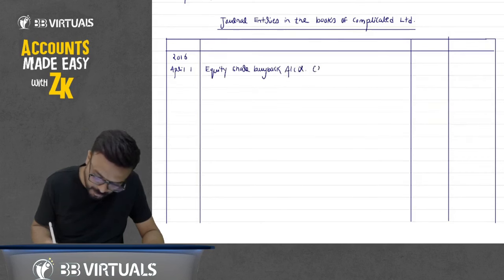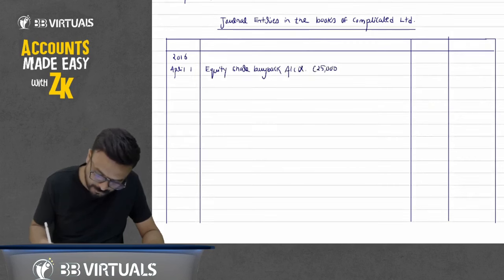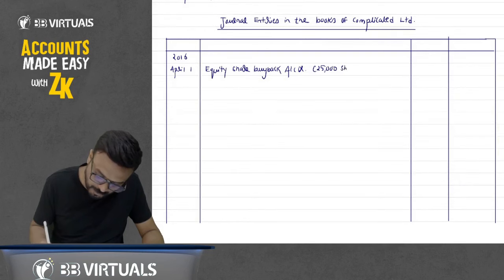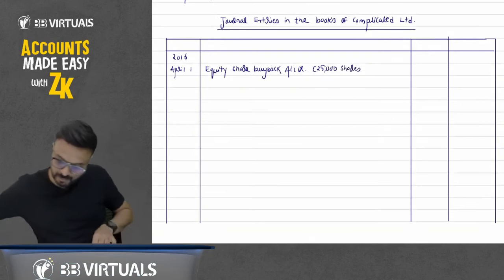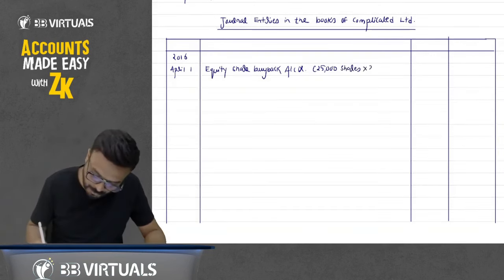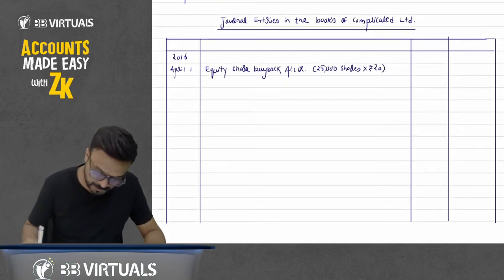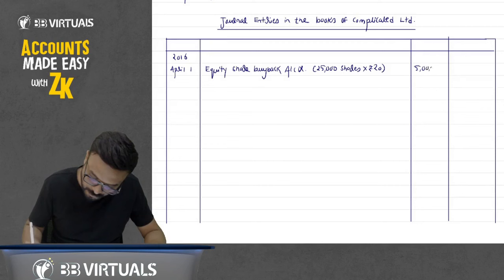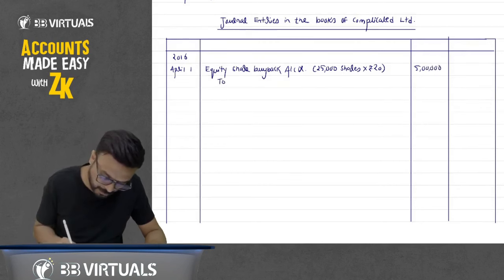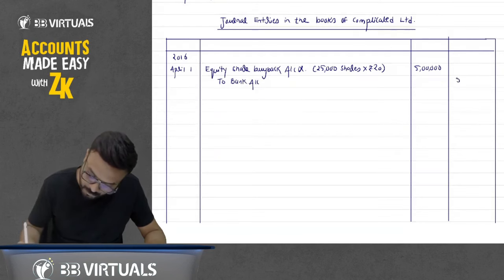We are doing buyback of 25,000 shares. And for one share, we are paying how much? For one share, we are paying 20 rupees. So 25,000 multiplied by 20, that comes to 5 lakh. So equity share buyback account debit to bank account, 5 lakhs.